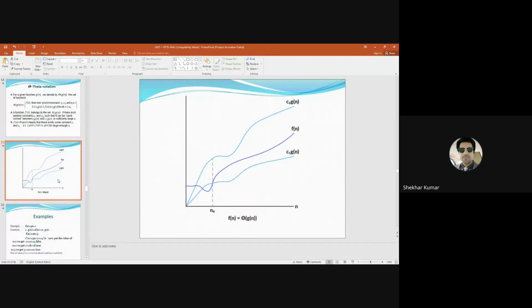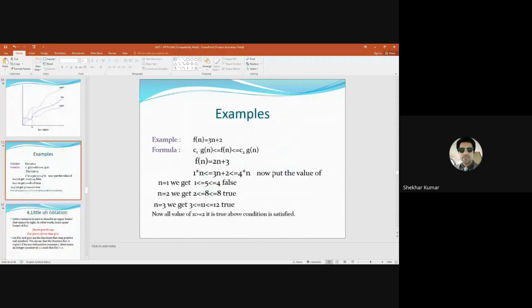The graphical representation of theta notation is f(n) equal to theta of g(n). This is n, the size of the input, and this vertical line is time. One is the best case, one is the worst case, and f(n) varies between those two cases after the value of n naught. Before n naught, it may work differently, but after n naught, f(n) will always be between these two cases. This is the same example, you can check.